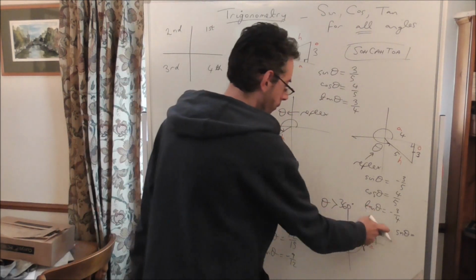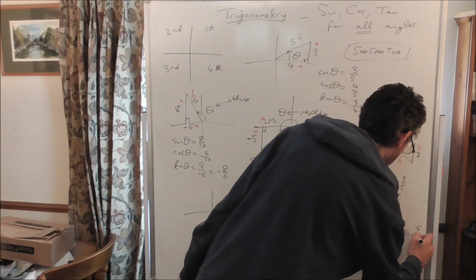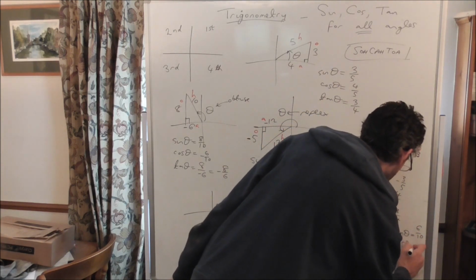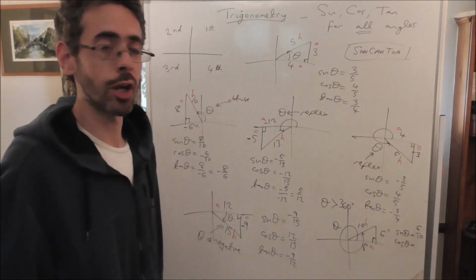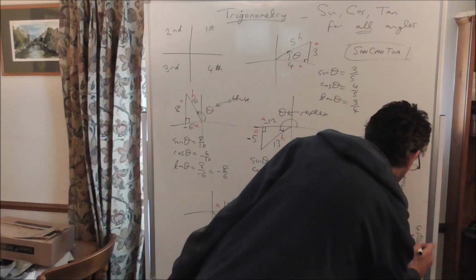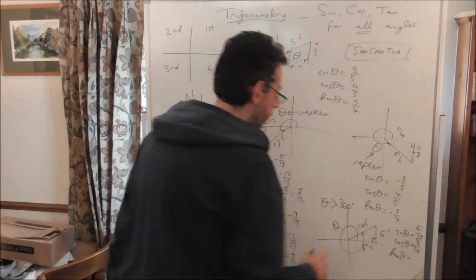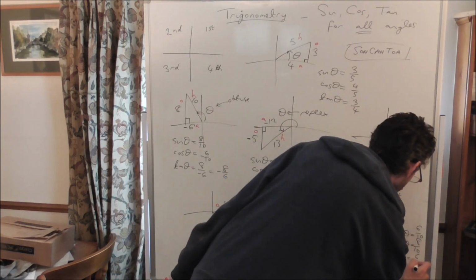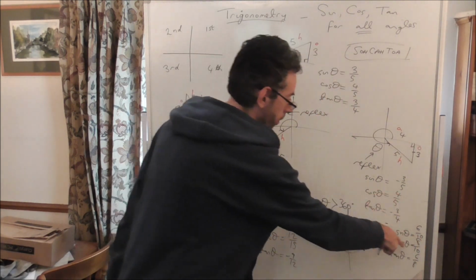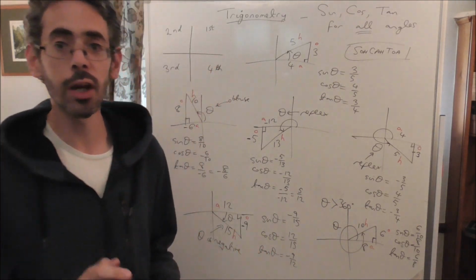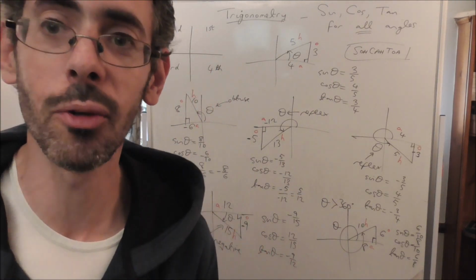So sine theta is opposite over hypotenuse, which is 6 over 10. Cos theta is adjacent over hypotenuse, which is 8 over 10. And tan theta is opposite over adjacent, which is 6 over 8. So if the angle's in the first quadrant, everything's positive. So that is how you talk about sine, cos and tan for all angles.